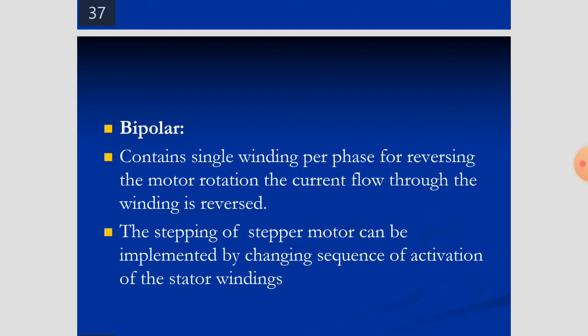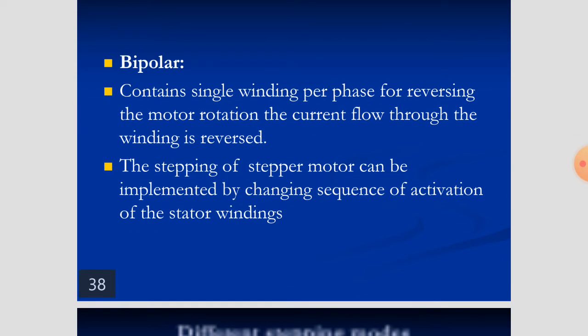For reversing the motor rotation, it is the same thing here also: you have to change the direction of current flow through the winding. That's how they are told here. The current flow through the winding is reversed.